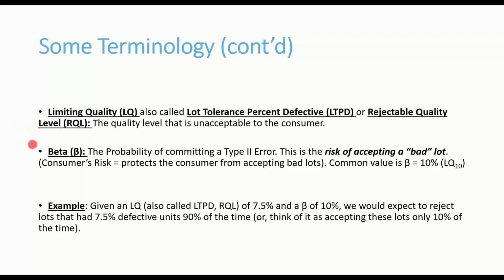We have beta now, and that's the probability of committing something called the type 2 error, and that's the risk of accepting a bad lot, okay? And it protects the consumer from accepting the bad lots, and the common value is 10%, and you'll often see the little beta down here, and so in this case you'll have LQ10. You might see LTPD10, right, or RQL10. All these mean the same thing, and I think today I talk about RQL a lot.